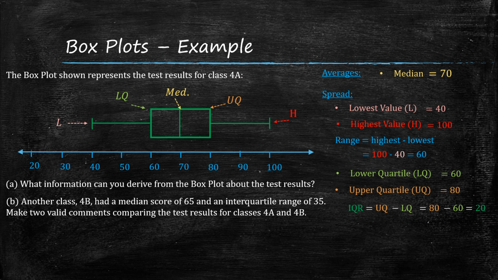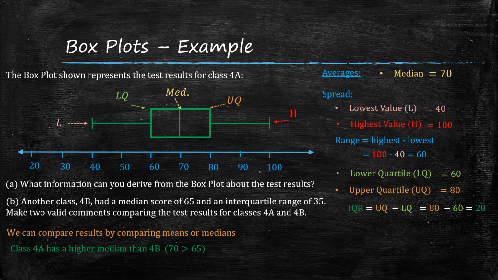Okay, then looking at part B again, another class 4B had a median score of 65 and an interquartile range of 35. Make 2 valid comments comparing the test results for classes 4A and 4B. Now recall from our previous topics, we can compare results by comparing means or medians. We have the median for class 4A, it's 70, and now we've been given the median for class 4B, it's 65. So class 4A has a higher median than class 4B, and this means that class 4A had, on average, better results than class 4B. Now it's important that you use the wording on average.